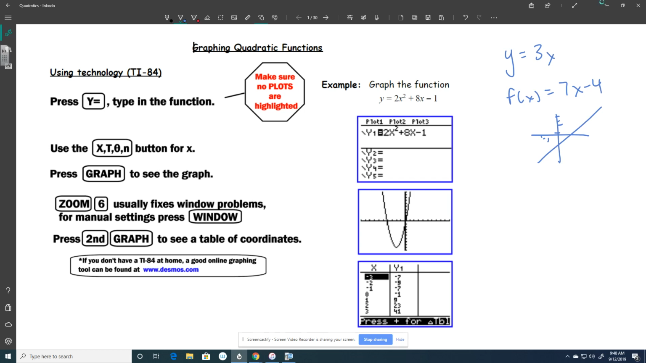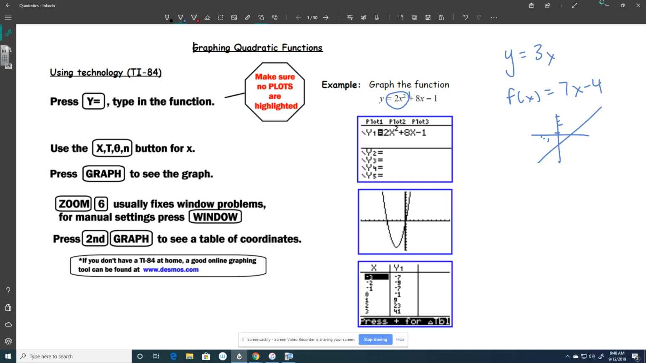This year, we're going to continue with functions. We're going to study a lot of the same things. But this year, our functions look like this. We call them quadratic functions. And the reason it's called a quadratic is because of that x squared right there. That makes it a quadratic.